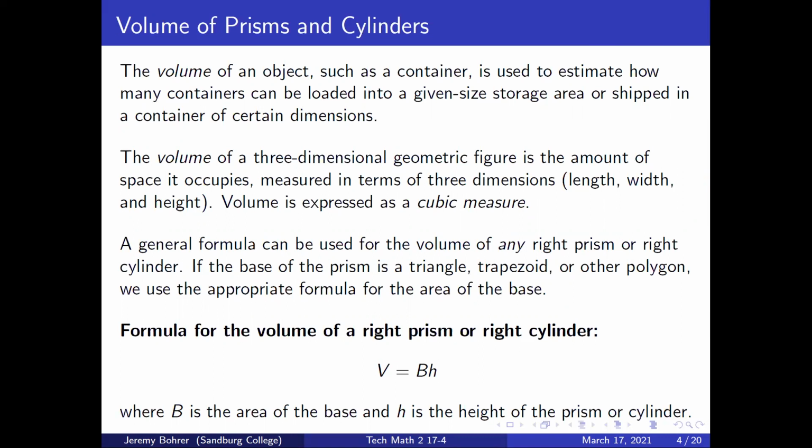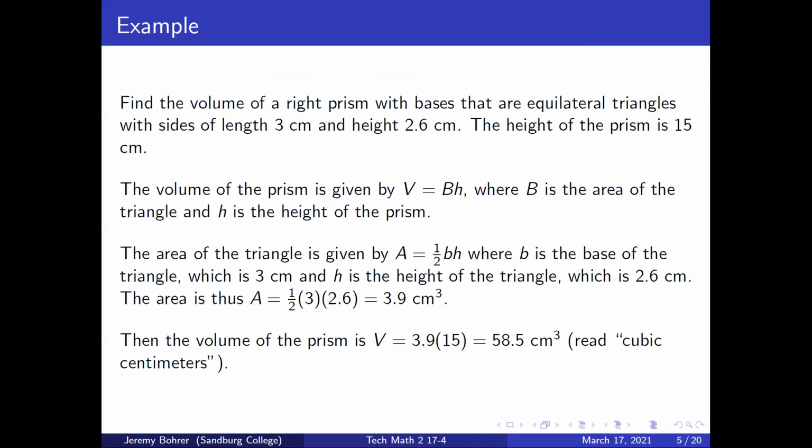A general formula can be used for the volume of any right prism or right cylinder. If the base of the prism is a triangle, trapezoid, or other polygon, we can use the appropriate formula for the area of the base. The formula for the volume of a right prism or right cylinder is V equals BH, where B is the area of the base and H is the height of the prism or cylinder.